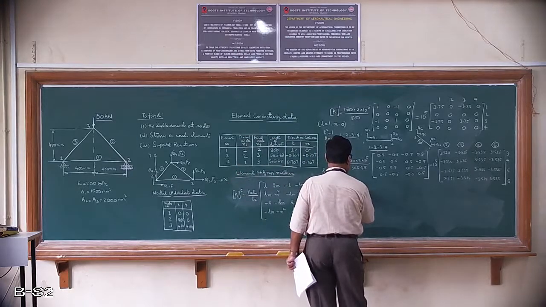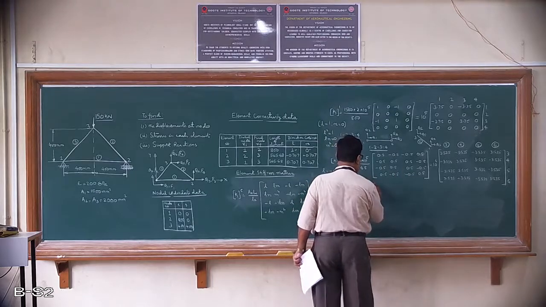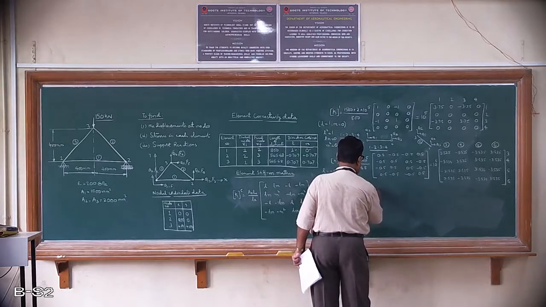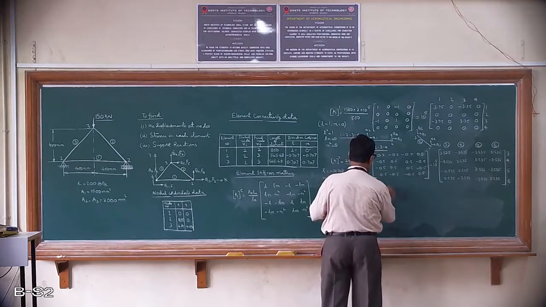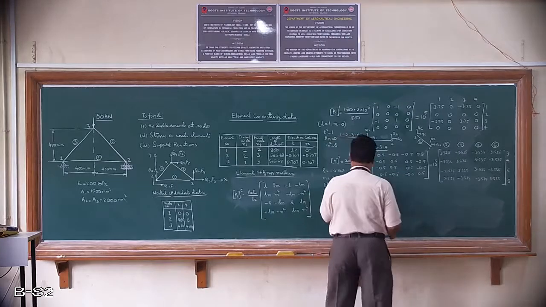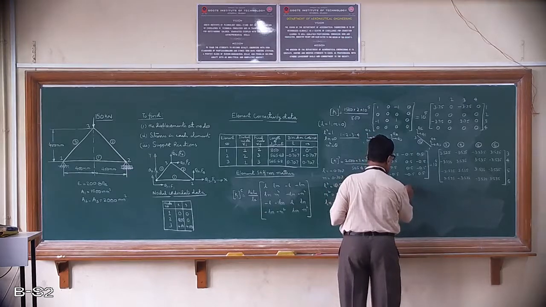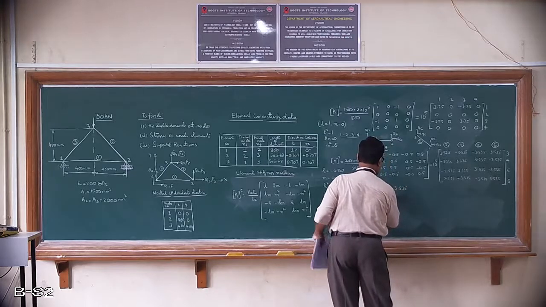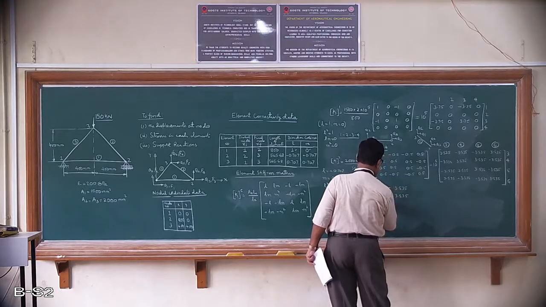Similarly, K3 is very, very simple. Everything remains the same, so I will not waste my time. Directly I will write: this is going to be 3.535, everything comes out positive here. All the 4 elements are going to be positive, and all the remaining 4 elements are going to be negative only.